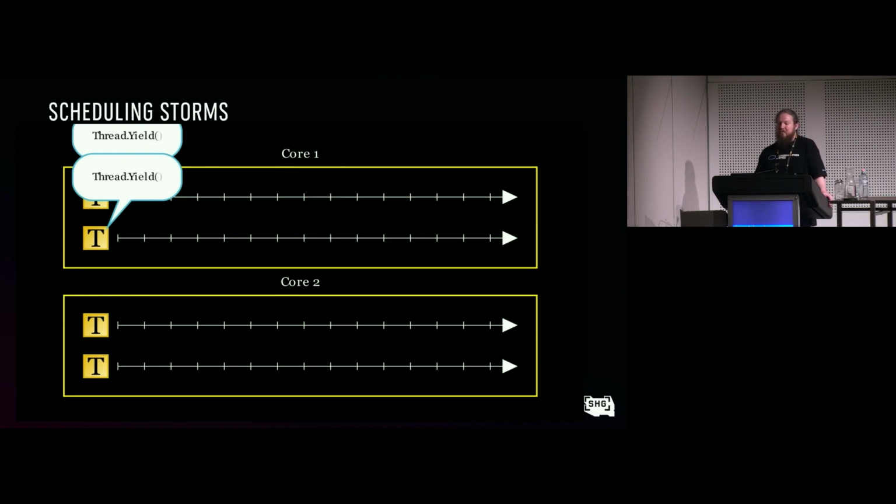A scheduling storm can happen when you have one or more threads continuously asking the scheduler to reschedule them by voluntarily yielding. This could be because you are spinning, waiting for a lock to be released, or trying to wait for some length of time to have passed. Here is a small example where on core 1 we have 2 threads yielding, then on core 2 we have 2 threads which are doing actual work.